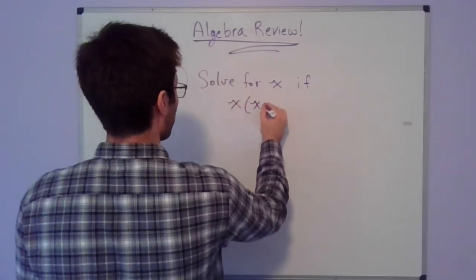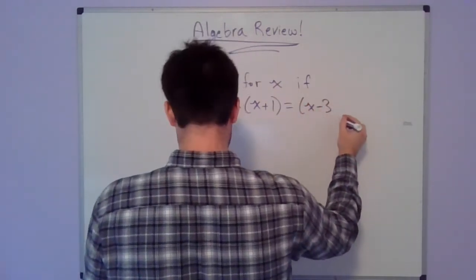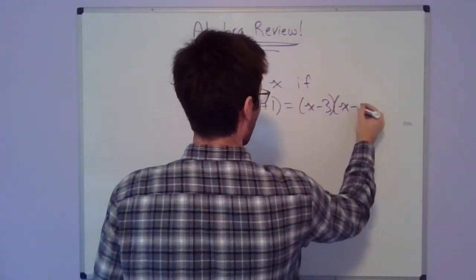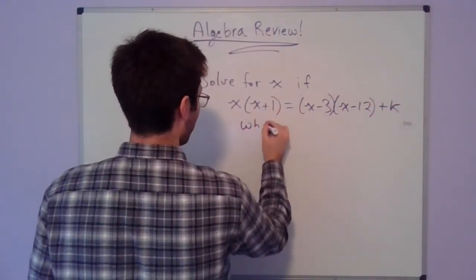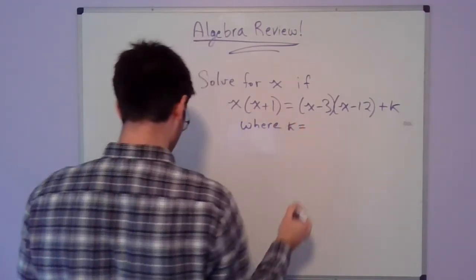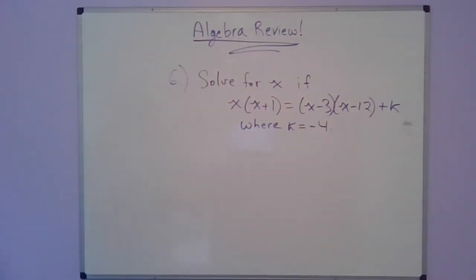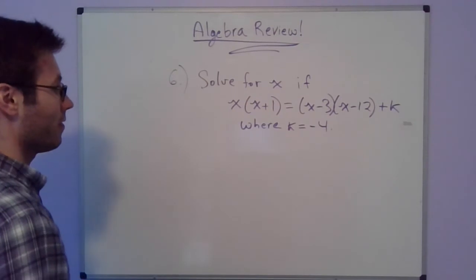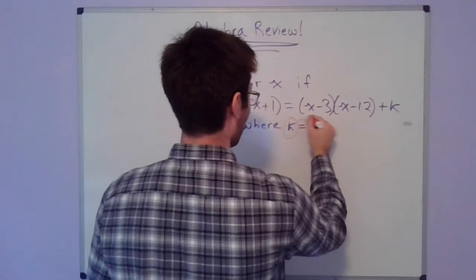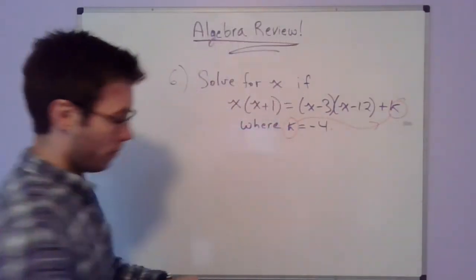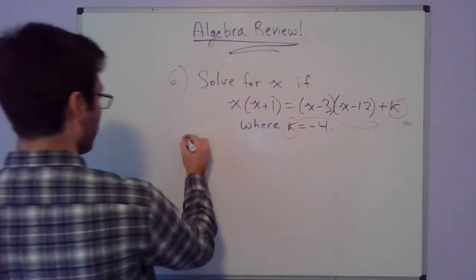x times x plus 1 is equal to x minus 3, x minus 12 plus k, where k is equal to -4. All right, that's what I'm talking about. That's a good one too. So we're trying to figure out what x is, so I'm just going to take what k is, substitute it. Just taking what that is and substituting it.